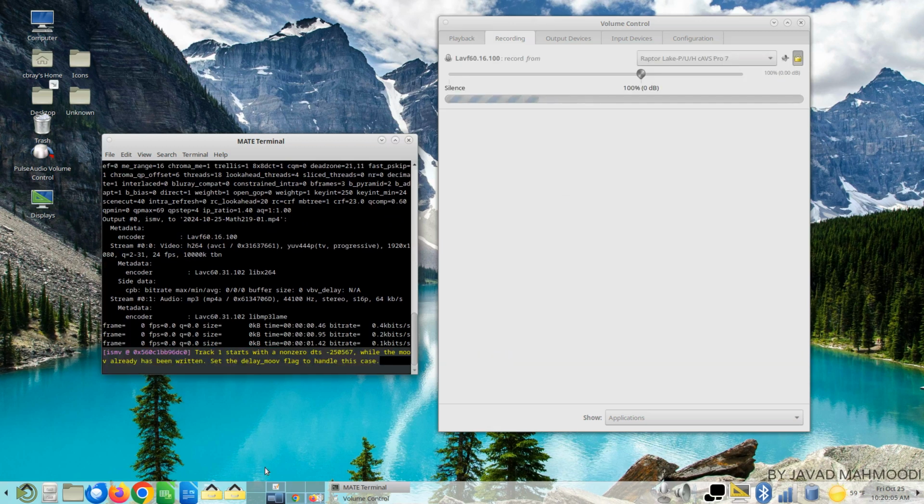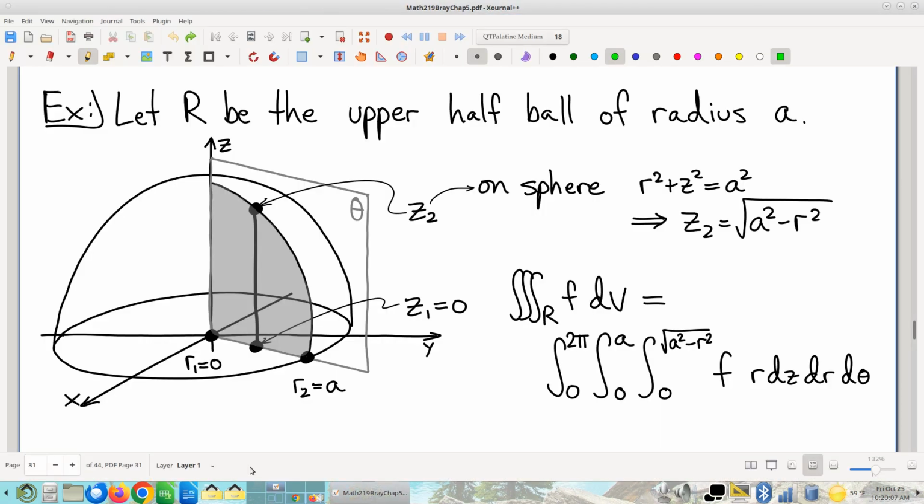Okay, time to get going. So here's where we were last time. We were looking at this example of how to compute a triple integral in cylindrical coordinates. And we talked through this whole slicing thing.